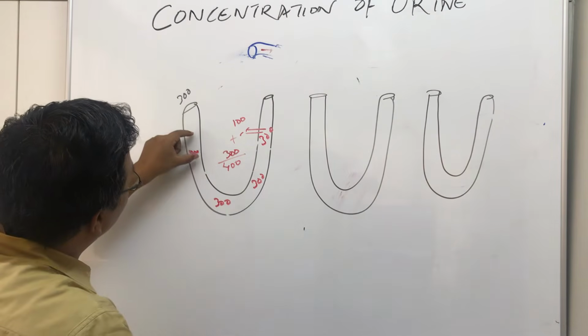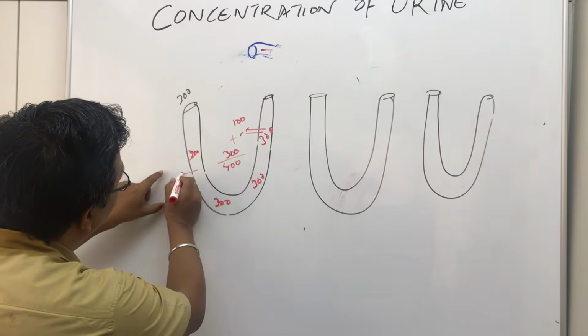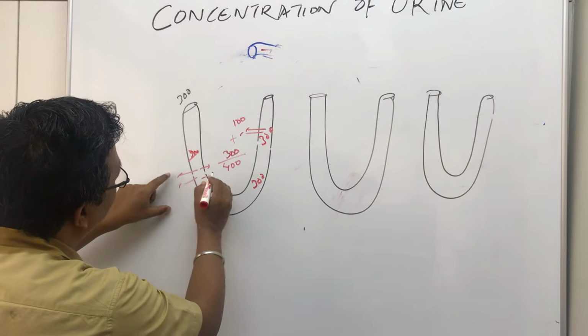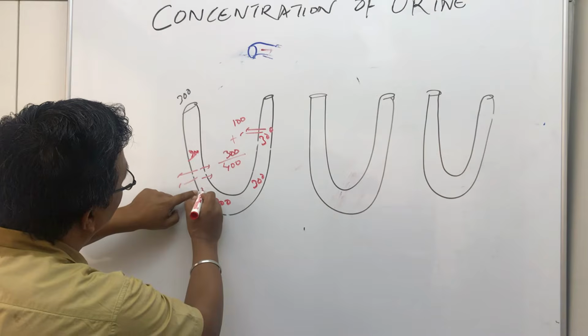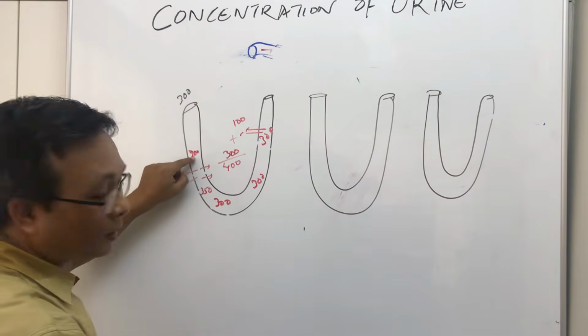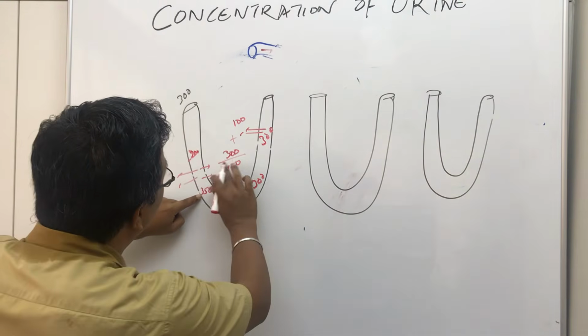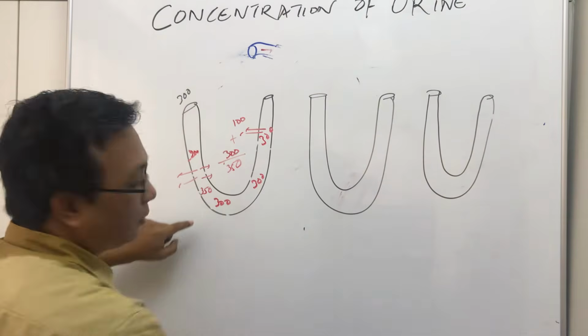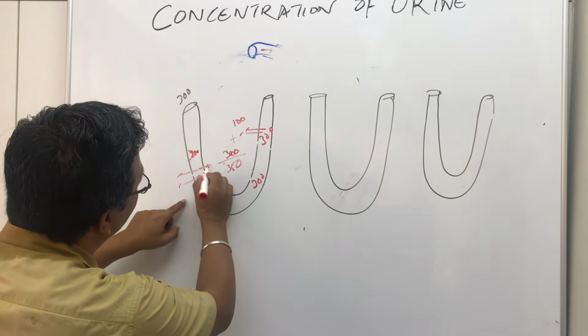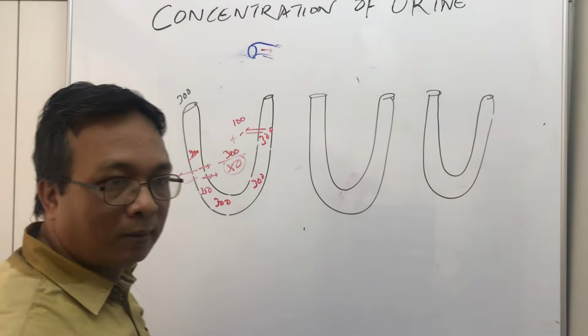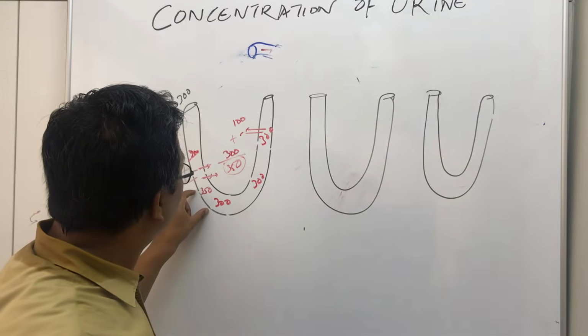So the new fluid that is coming up, 300, it will lose water until this 300 will become 350, because it will concentrate. So 300 will become 350 and 400 will become 350, because water is moving out and it is making it diluted. Right? It is making it diluted.